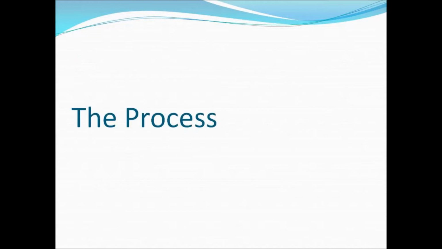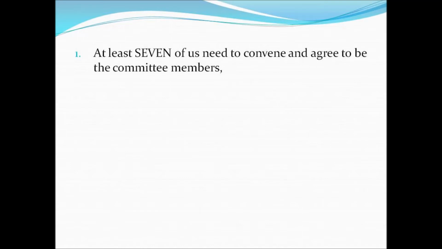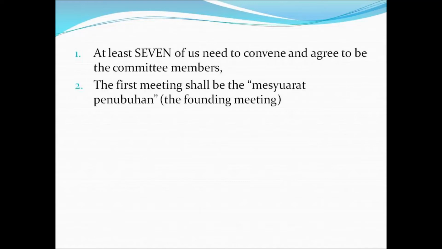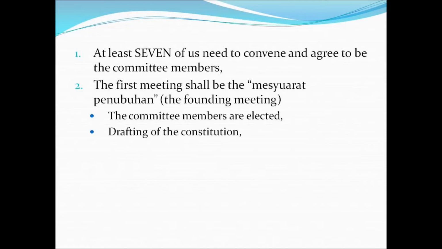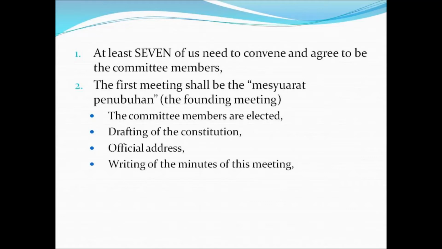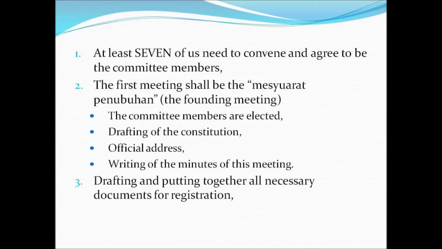So, what is the process? First and foremost, at least 7 of us need to convene and agree to be the committee members. At least 7, so any bigger number should be an odd number: 9, 11, things like that. The first meeting shall be the Mesyuarat Penubuhan, the founding meeting, where the committee members are elected, the constitution is drafted, the official address is selected, the minutes of this meeting are written, and all necessary documents for registration and submission of the application are drafted and put together.